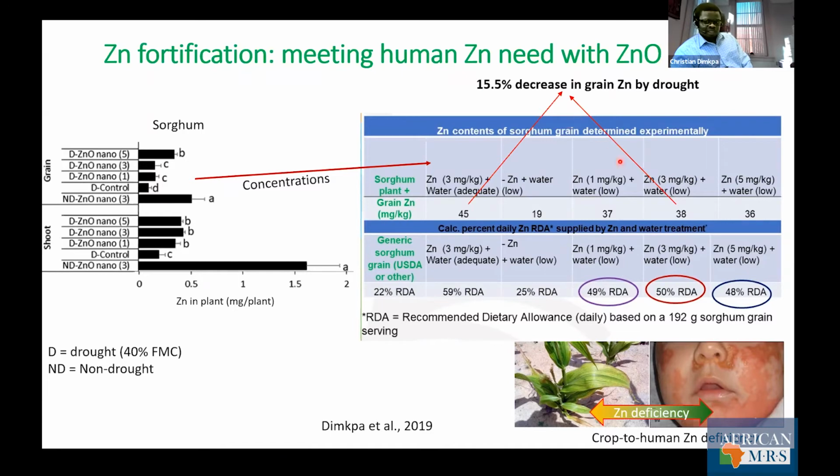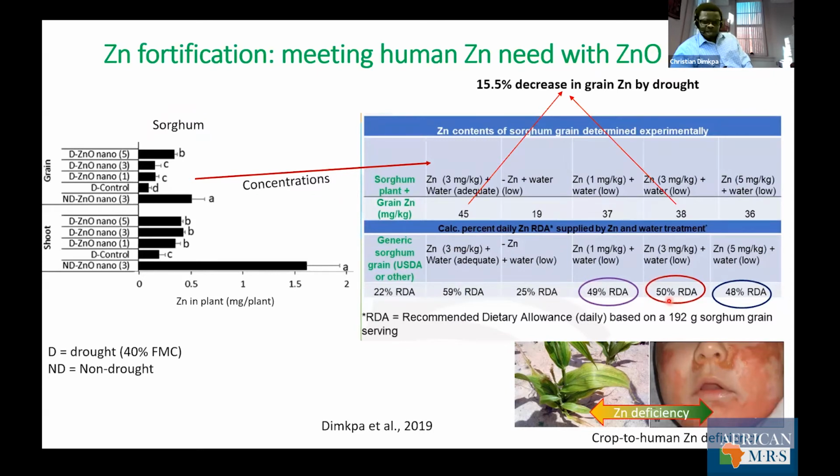And with that in mind, if you add your zinc under drought, what can happen? In the case of the plants without drought, so no drought and with zinc, you can obtain up to 59% of your recommended dietary allowance for zinc, because you added the zinc and there's water to take the zinc up and feed the plant, and the zinc will go to the grain. If you have no water, you can only get 25% of your RDA. If you add zinc between 1 and 5 ppm, you can get between 48 and 50% of your RDA.